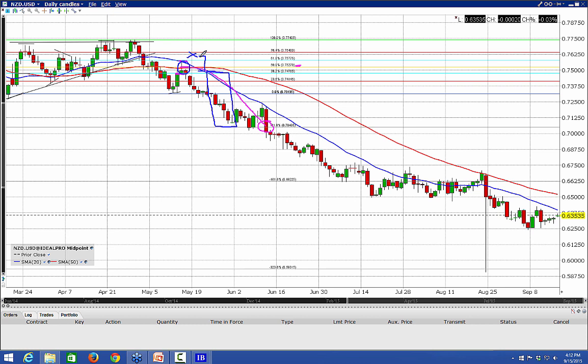We want our reward to be the larger section. You want to risk 38.2 to make 61.8 or better.